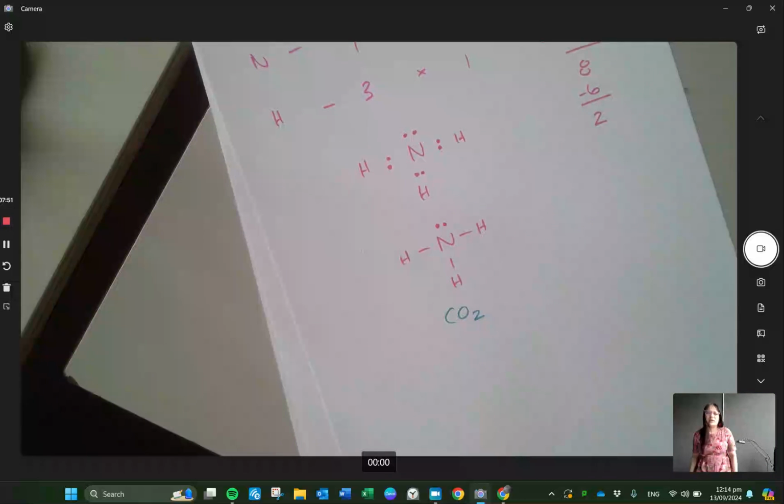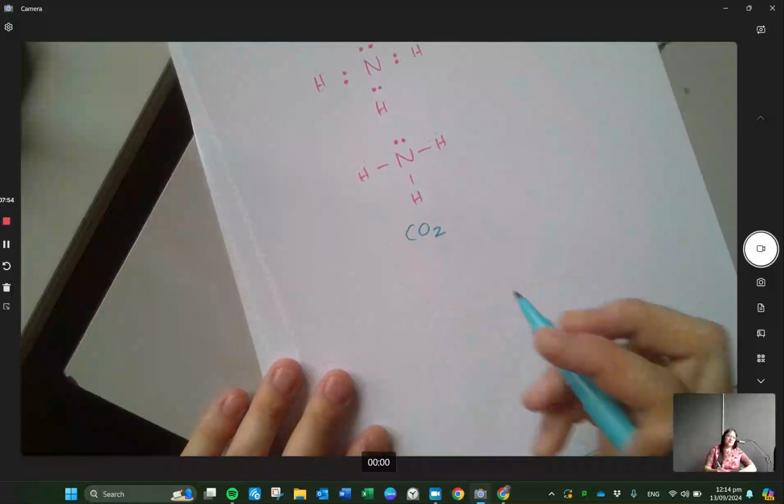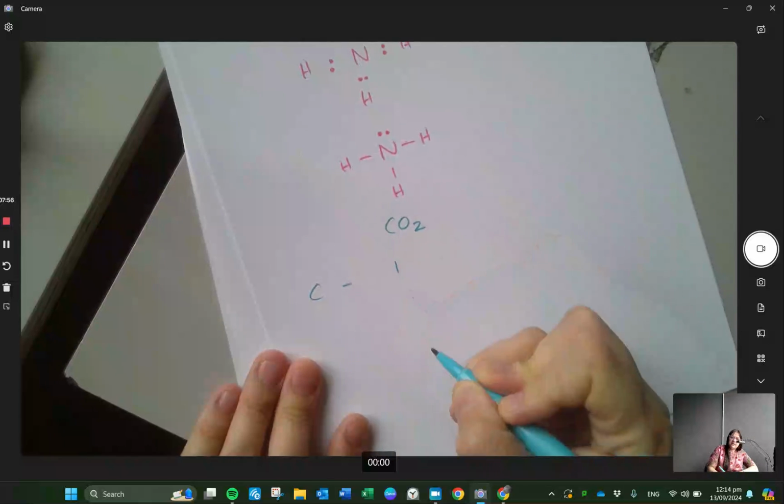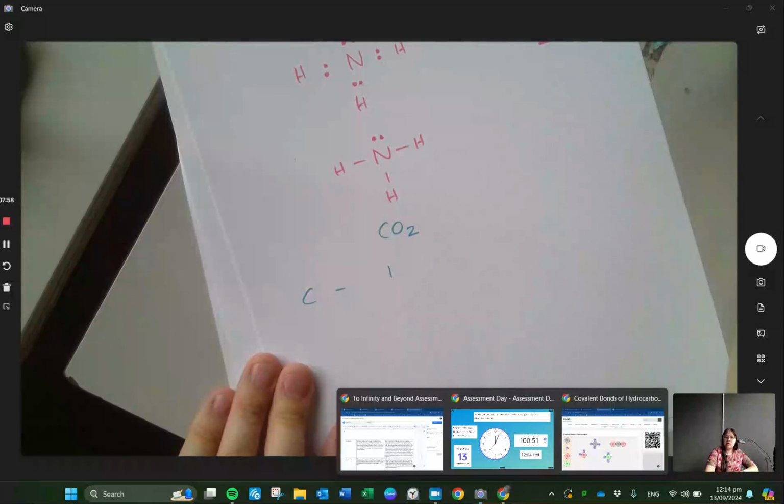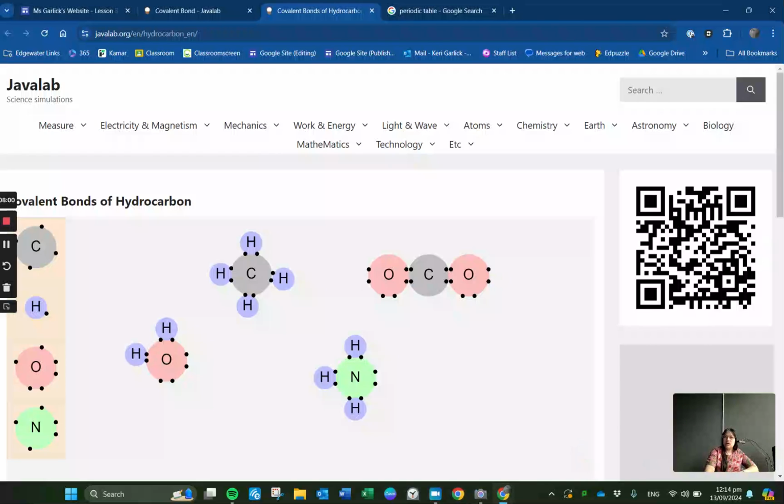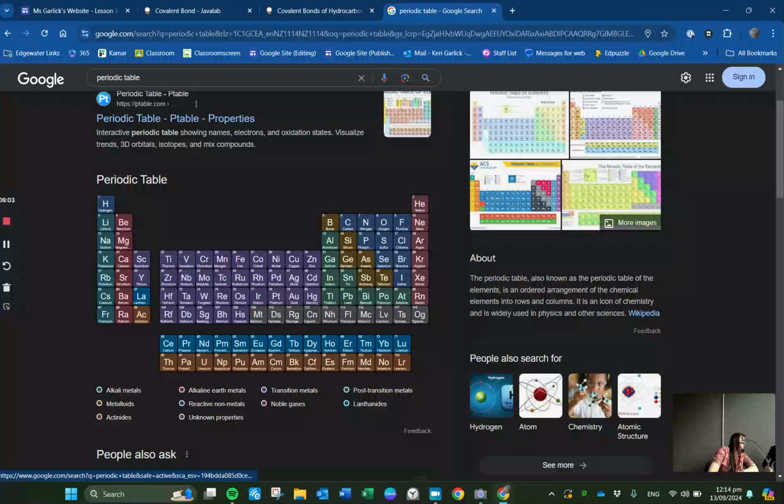All right, so we're doing the same process again. So carbon, I have 1 of it. And then when I look at the periodic table, I see that carbon's in group 14, so that's going to be 4. I actually have these memorized. I'm just showing you. Okay.